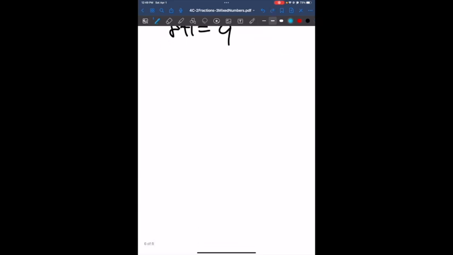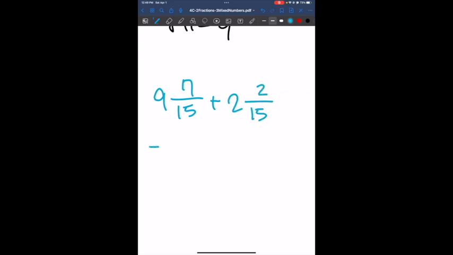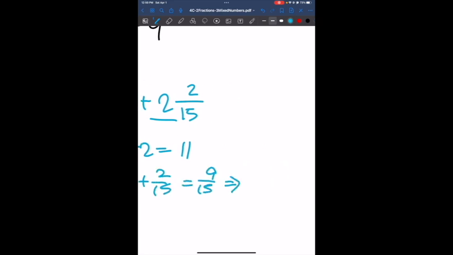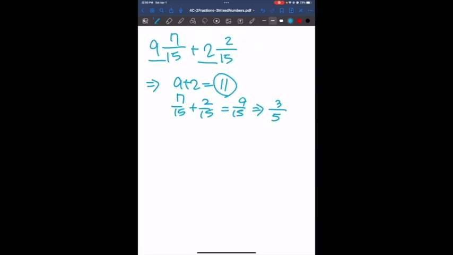Now another example is when the fractions don't come out to be a whole number. So it can be like 9 and 7 over 15 plus 2 and 2 over 15. Again, we're going to think of the whole numbers separately. So 9 plus 2 is 11, and for the fractions, it's 7 over 15 plus 2 over 15, which is 9 over 15. We can simplify this by dividing both the numerator and the denominator by 3. So we can simplify it into 3 over 5. And so we're going to combine 11 and 3 over 5, and we can write that out as 11 and 3 over 5.